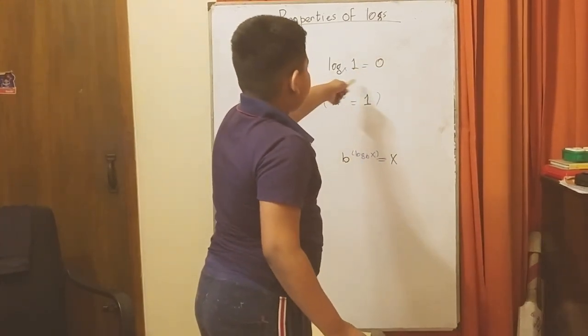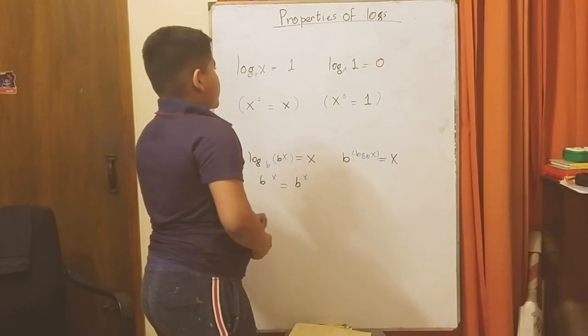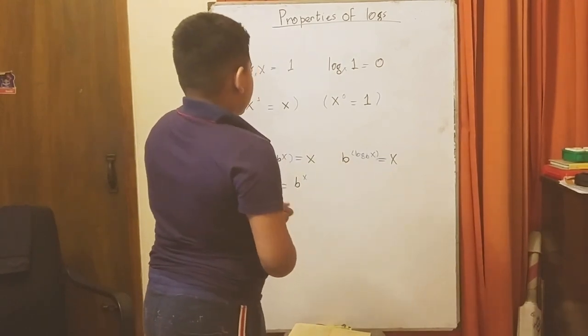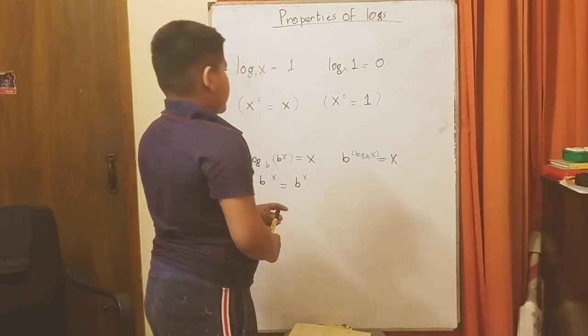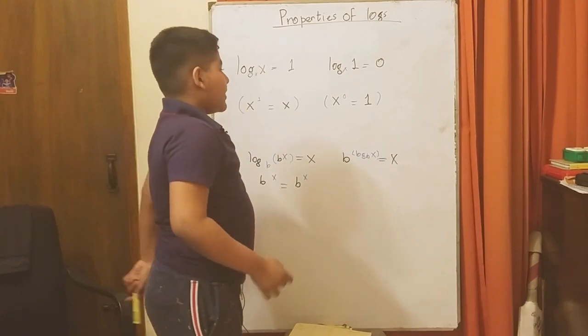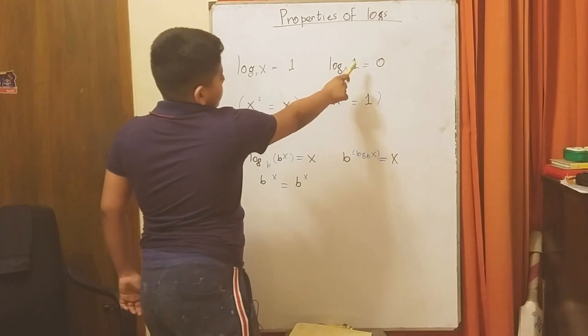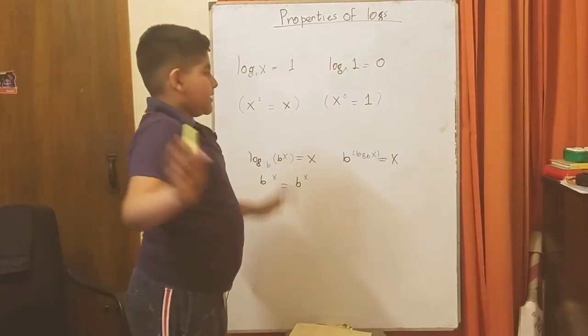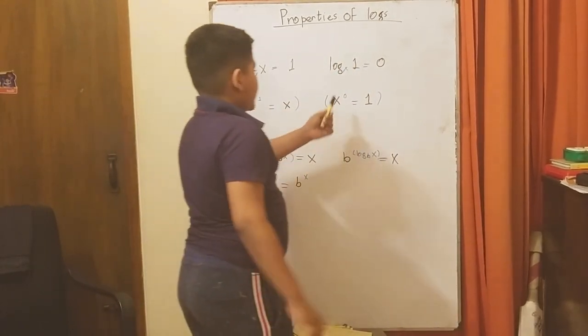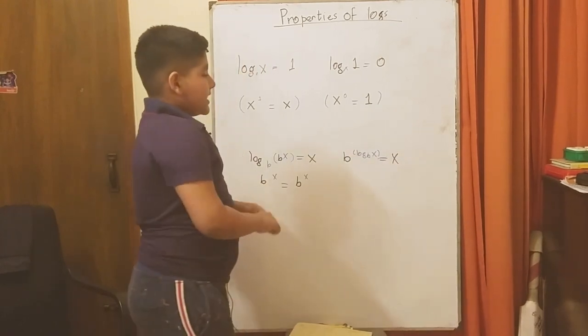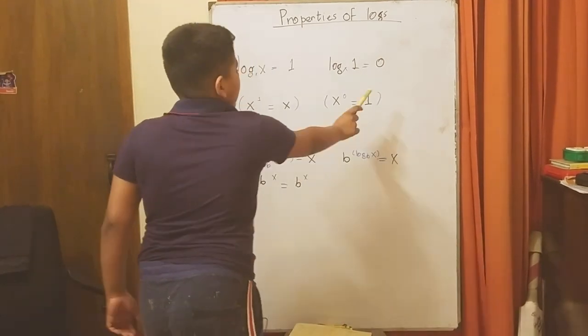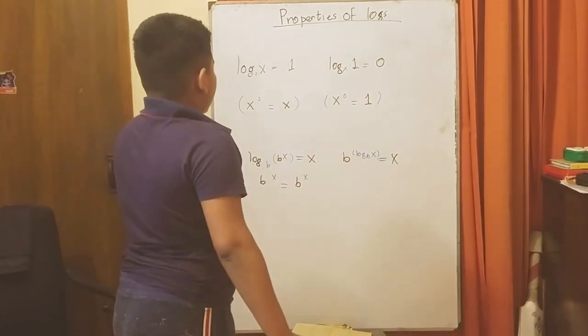The second property is log base x of 1 will always equal 0 and only 0, no matter what the base is, because x to the 0th power, or any number to the 0th power, would obviously be 1.